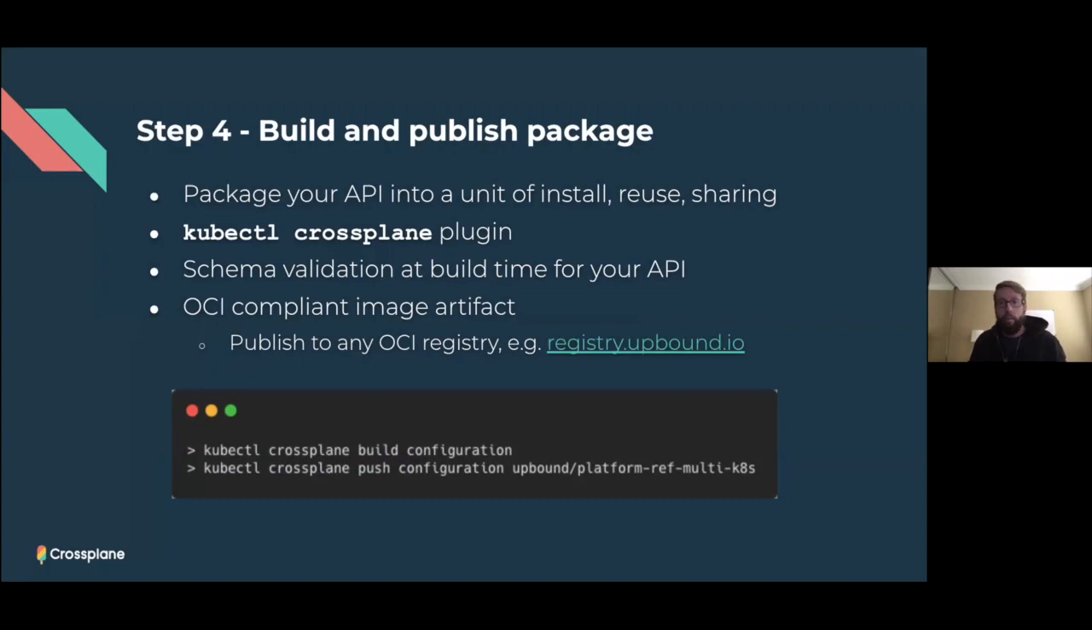And at the end of the day, what we're going to end up with is an OCI compliant image. And we can publish that to any registry. In the example here today, we're going to be publishing it to the Upbound Cloud registry, but it could go to Quay.io, it could go to Docker Hub, it could go to Harbor, any OCI compliant registry, we can publish to there.